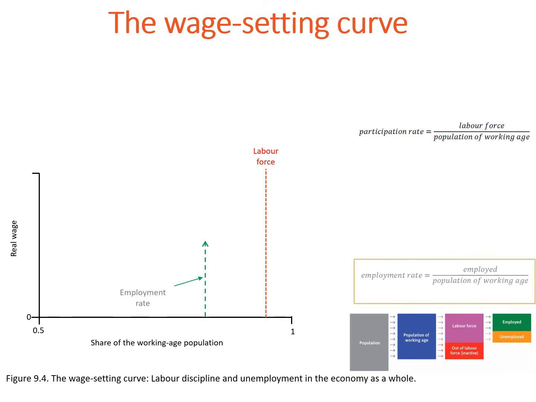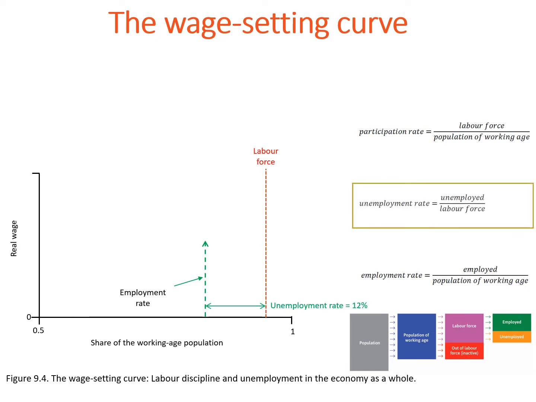Next, we have the employment rate, which is the vertical line to the left of the labor force, indicating the share of the population who are actually working. Given that the unemployment rate is the proportion of those in the labor force who are unemployed, we have that the unemployment rate are those workers in between the employment rate line and the labor force line, here indicated as being equal to 12%.